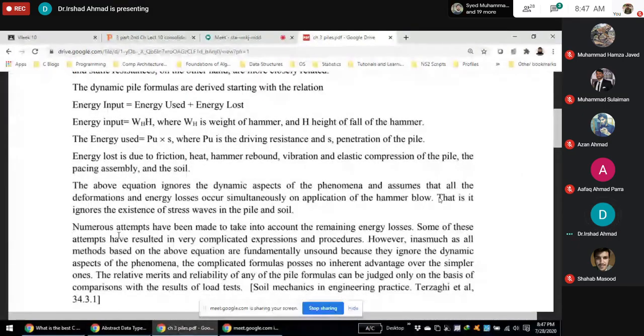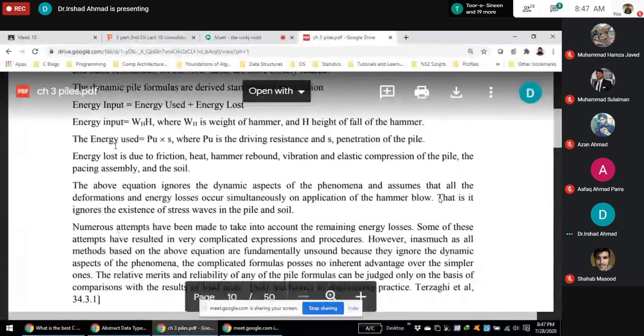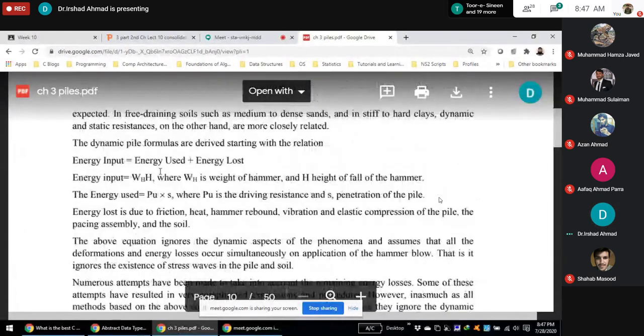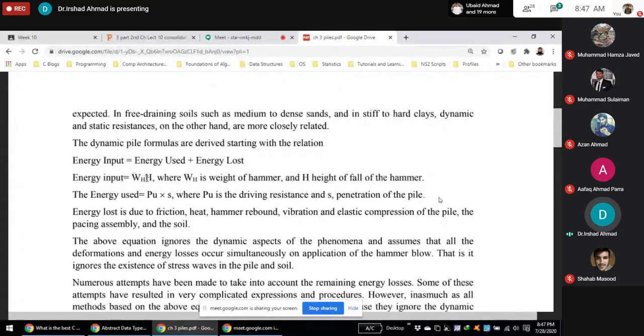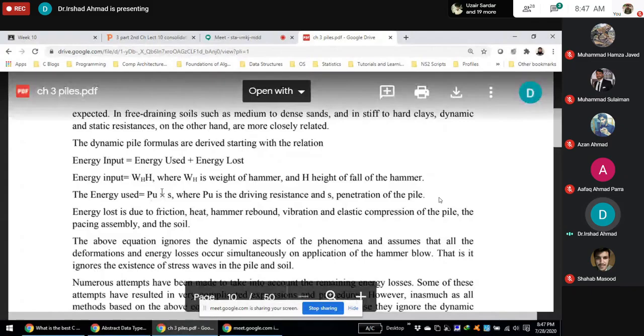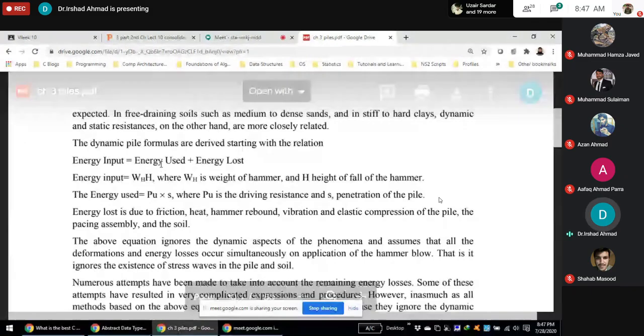You see, W into H if you put here, and Pu into S you put here, plus energy loss.